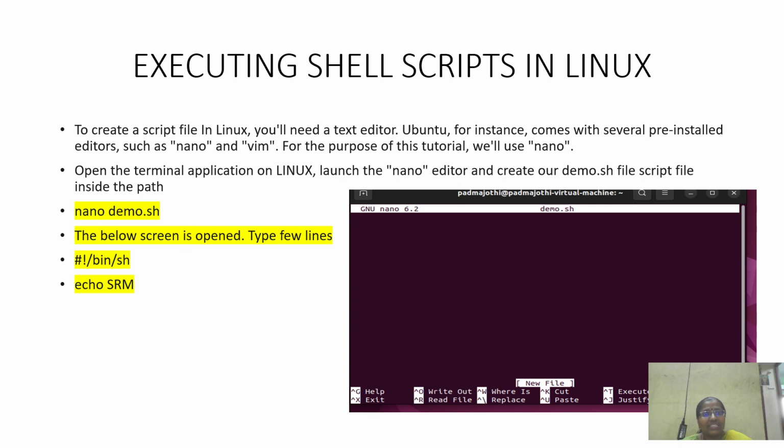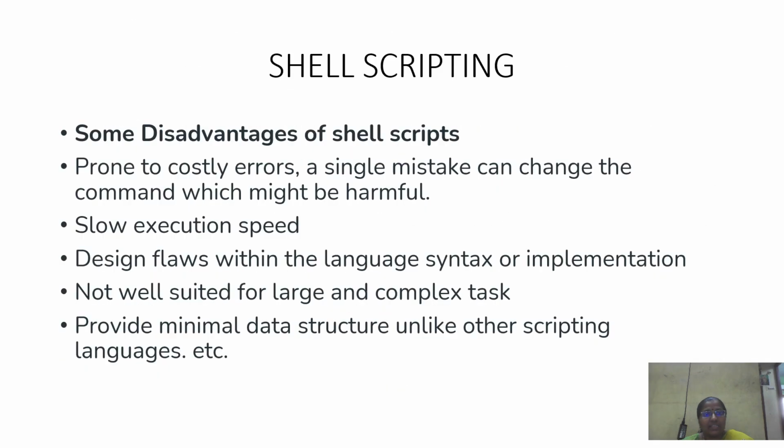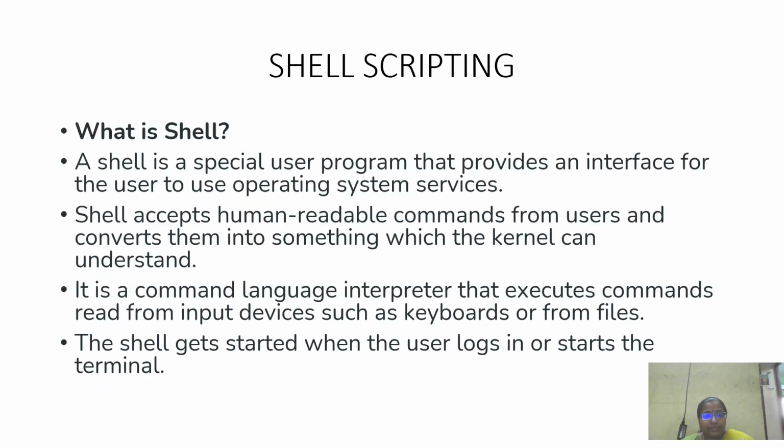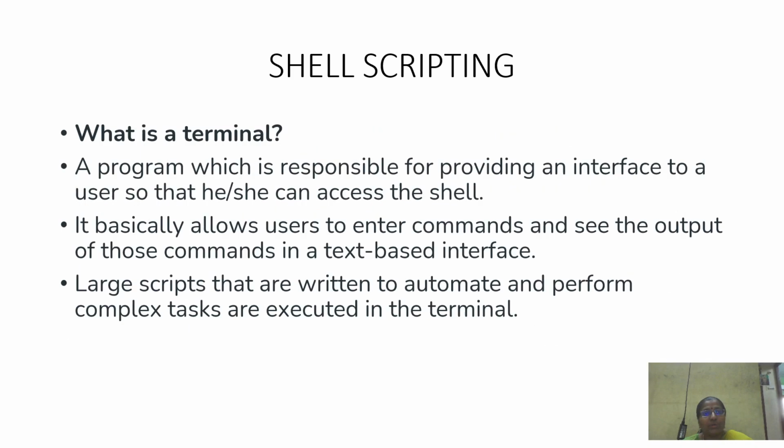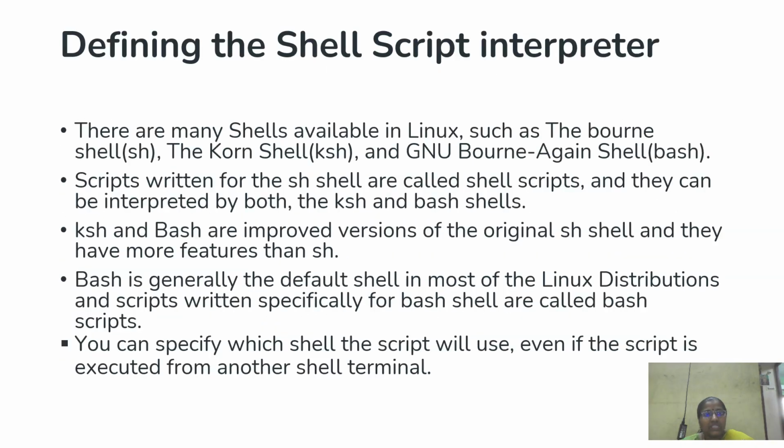Executing shell scripts in Linux. To create a file in Linux, you will need a text editor. You can use any text editor, as in the previous slide I had shown you. Around the entire hardware you will have the kernel, that is your operating system. Over that you will have the shell: bash shell, C shell, K shell, Korn shell. Over that you will have the editors. Users will be using these editors: VI editor, cat or nano editor, Vim editor, gedit. So you need an editor to write the shell script.